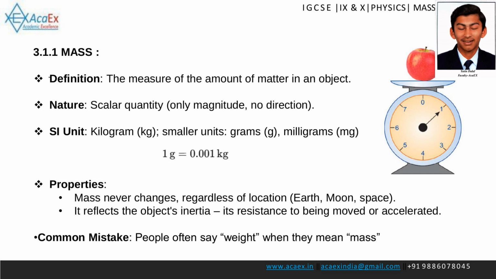Properties: mass never changes, regardless of location, whether on Earth, the Moon, or in space. It reflects the object's inertia, which is its resistance to being moved or accelerated. Common mistake: people often say weight when they actually mean mass.